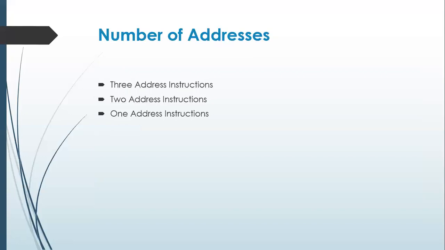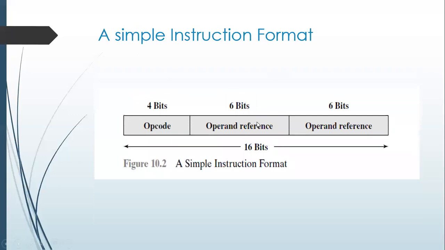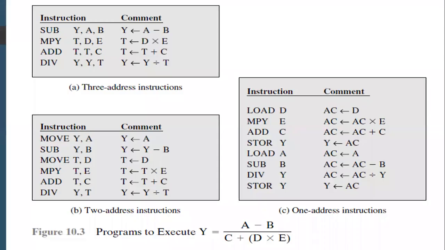The instructions can also be classified into another 3 classes based on the number of address fields the instruction has. We have just seen this instruction format. Here you have 2 address fields, so this will be called a two address instruction. But if the instruction has only one address field, that will be called a one address instruction. If the instruction has three address fields, it will be called a three address instruction. Let's see some examples.